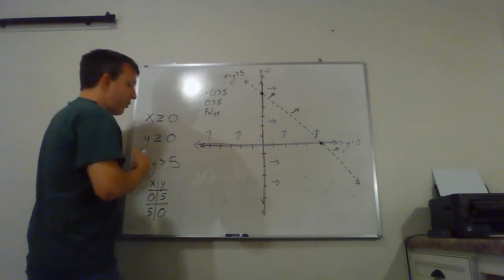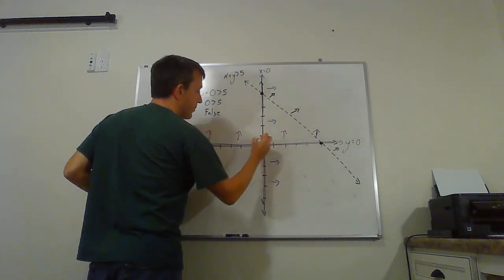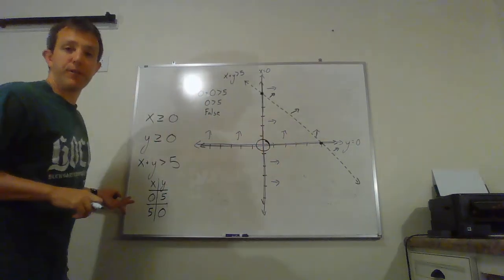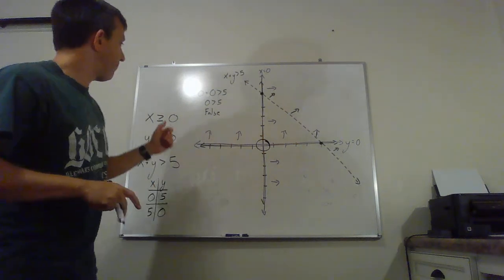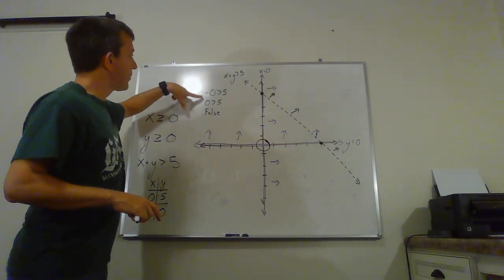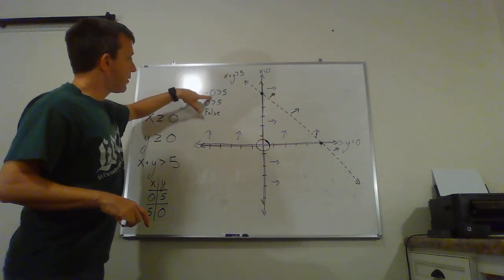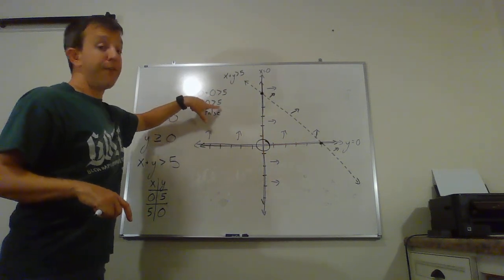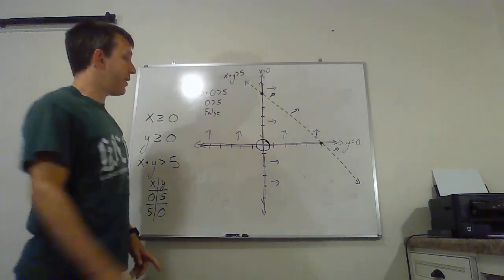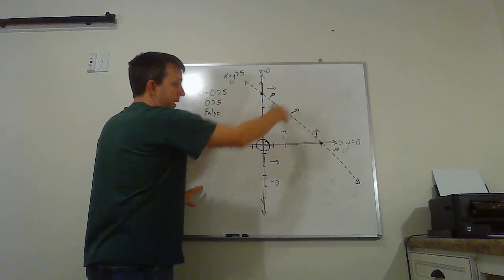So I plugged in the ordered pair 0, 0. This is a trick we learned back in a previous chapter. If I plug in 0, 0 for x and y, 0 plus 0 is 0, and 0 is definitely not bigger than 5. That's a false statement. So I know I don't want this side of that dotted line.